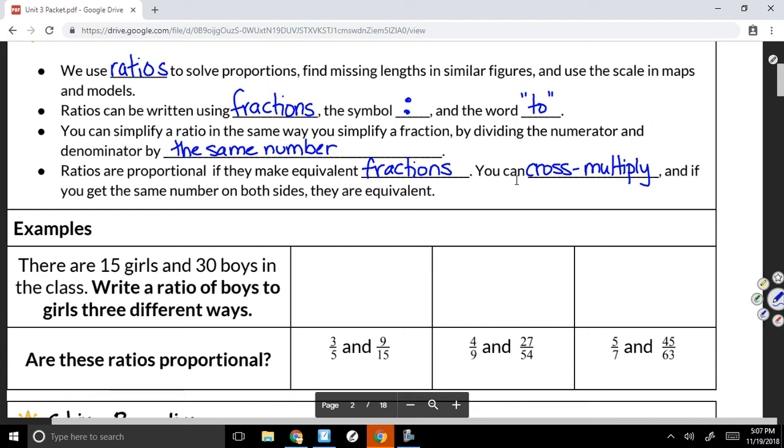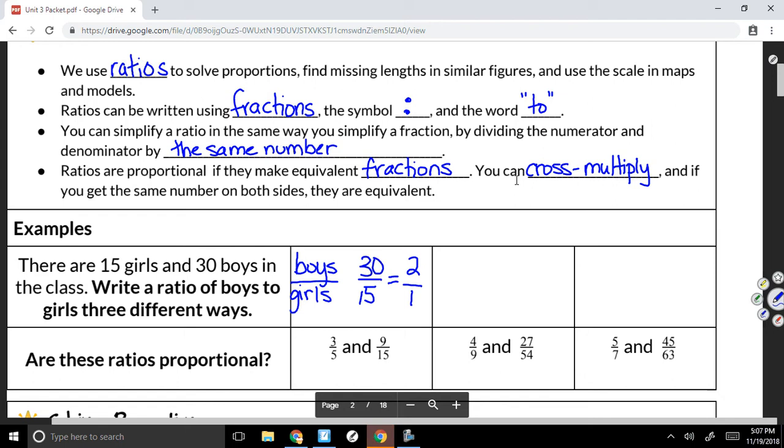In our first scenario, it says there are 15 girls and 30 boys in the class. Write a ratio of boys to girls 3 different ways. The most important thing as we are filling out these ratios is to make sure that you pay attention to what the order is. Since they say boys first, you have to put the number of boys in the numerator of the fraction. So we have 30 boys, so I'm going to write 30 on top, and 15 girls, so I'm going to write 15 on the bottom. And then we always want to simplify this if possible. Both of those can be divided by 15, so a simplified ratio would be 2 over 1.